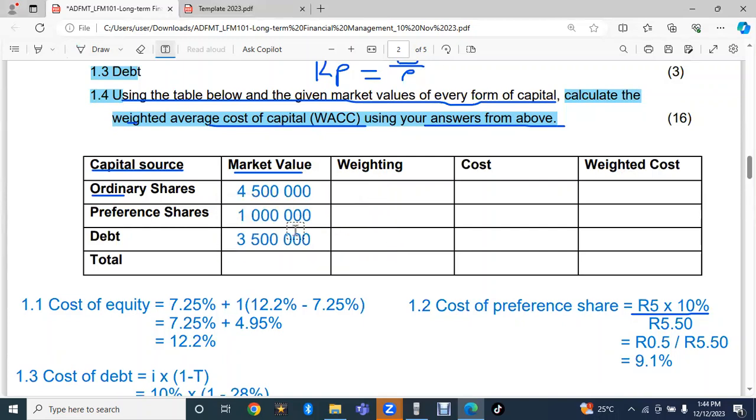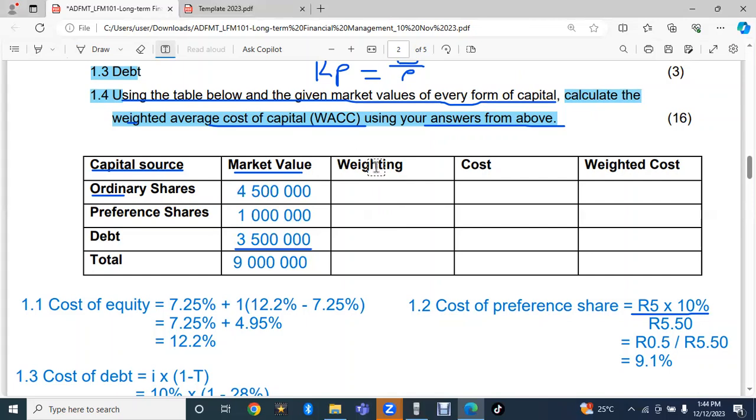Now we need to get the total. So we must total up these market values. We're going to add these three values: 4.5 plus 1 million plus 3.5. So the total is 9 million. Why do we need this total? I will explain just now. We need this total to calculate the weight.